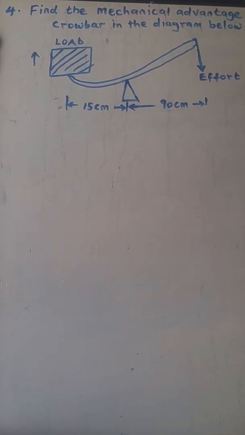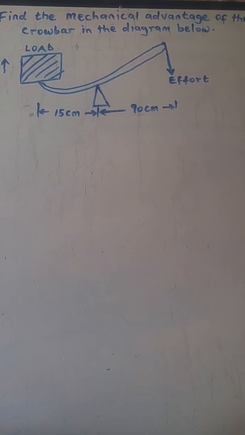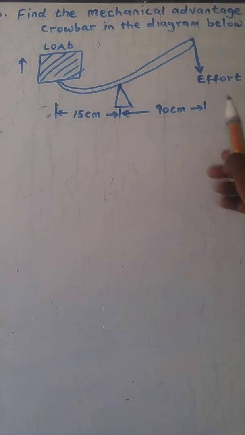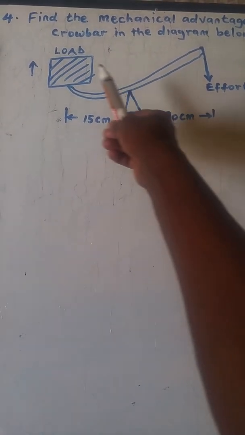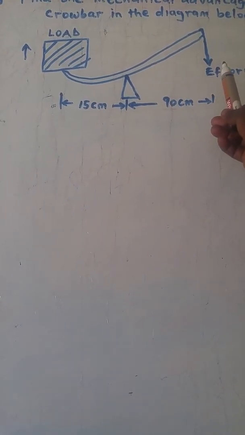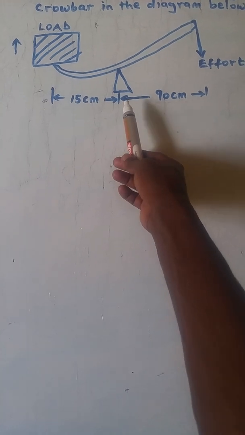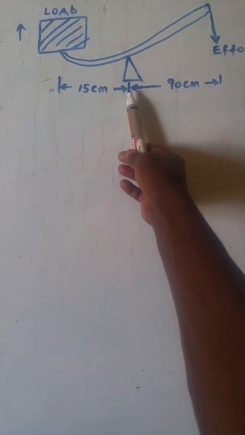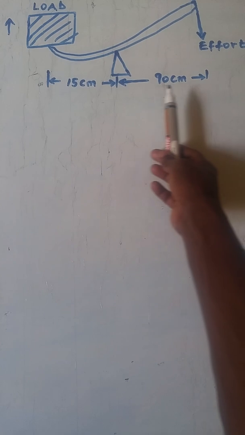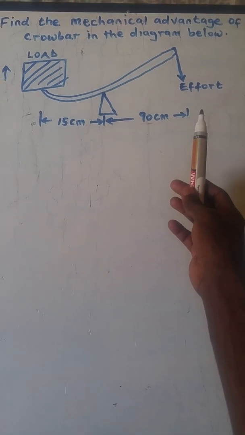Now let's look at the 4th example. Find the mechanical advantage of the crowbar in the diagram below. So this machine is called a crowbar. One side there is an effort, and then one side there is a load. So there is a balancing point here. Now when you apply this effort downwards, the load moves what? Upwards. But now we are given from the balancing point, from the pivot up to where the load is 15 centimeters. And from the pivot up to where the effort is 90 centimeters. And the question is, we find the mechanical advantage.